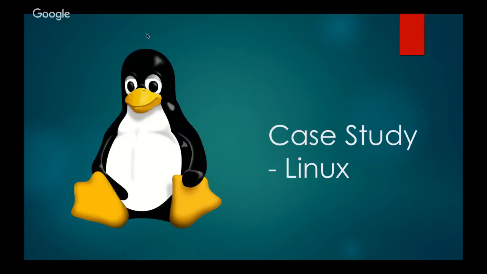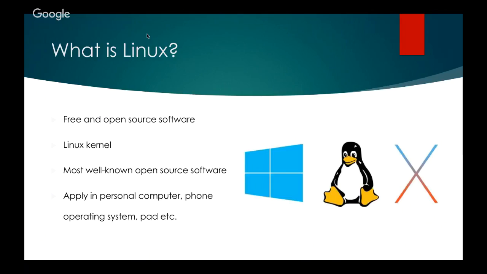So I'm going to use an example for the open source case study, Linux. This is what the Linux sign is. So what is Linux? It is a free and open source software. It is operated by the Linux kernel, and it is also the most well-known open source software in the world.